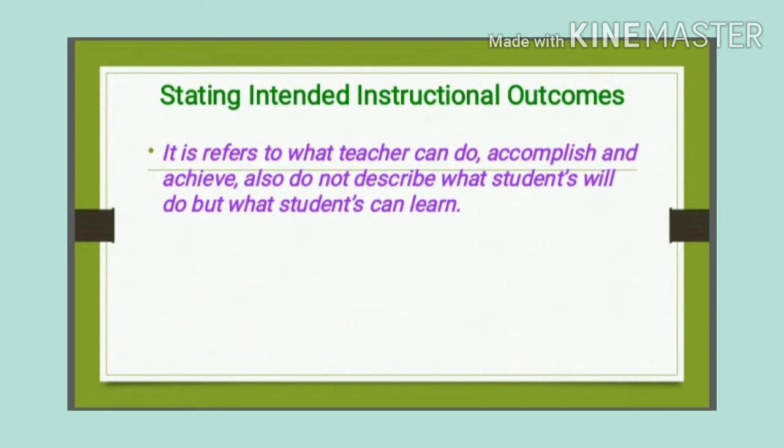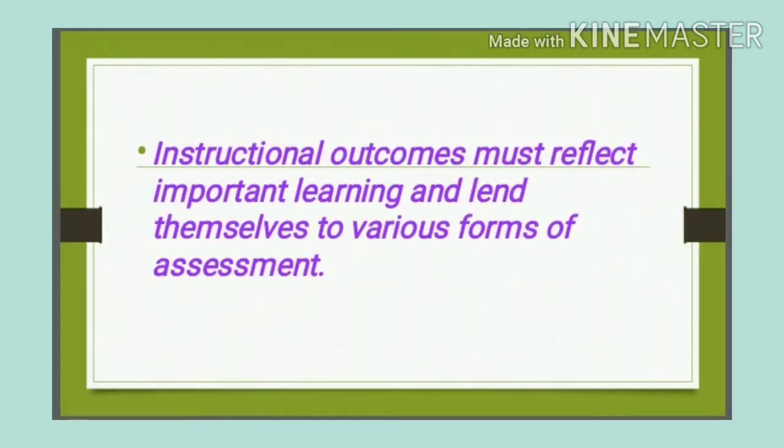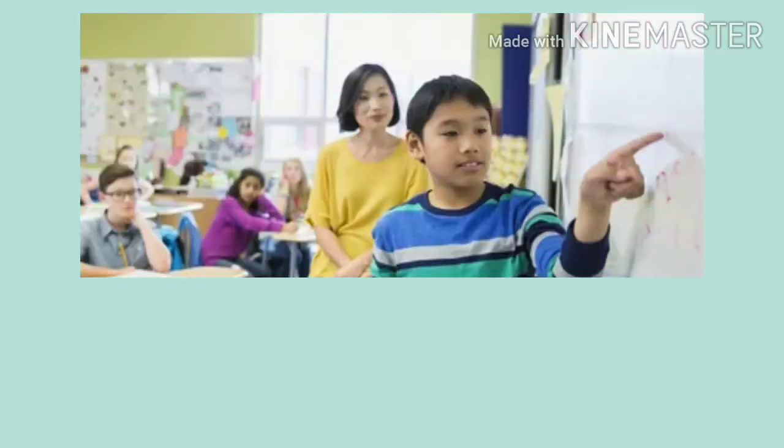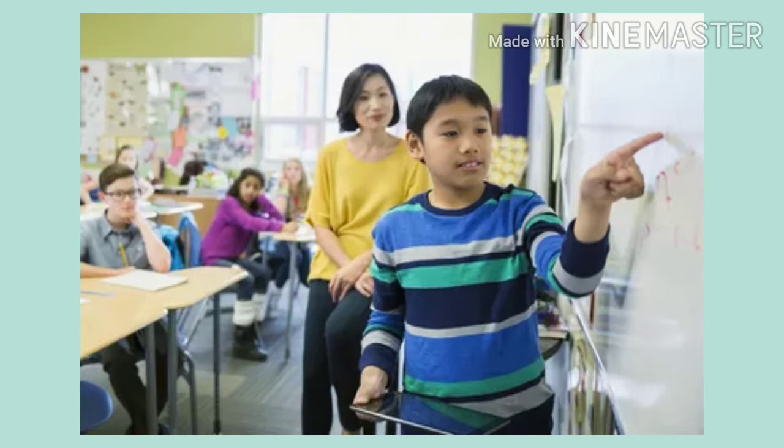Intended instructional outcomes refer to what teachers can do, accomplish, and achieve. Also, intended instructional outcomes do not describe what students will do, but what students can learn. Instructional outcomes must reflect important learning and lend themselves to various forms of assessment, so that all students will be able to demonstrate their understanding of the learning content.